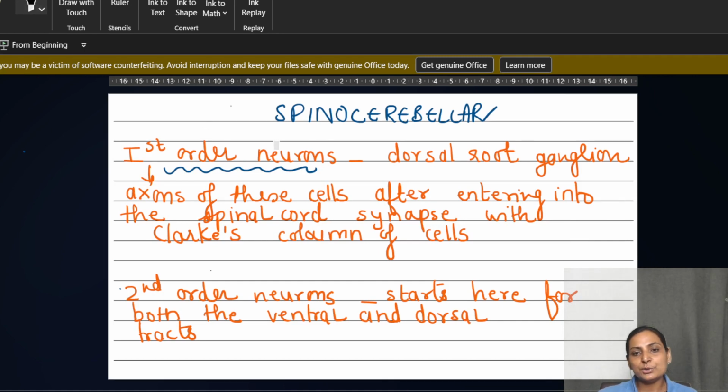So the first order neurons of both the pathways are dorsal root ganglion. Axons of these cells after entering into the spinal cord will synapse with the Clark's column. From the Clark's column there will be origin of the second order neurons, and from here both the tracts, whether it is ventral or dorsal, will have same second order neurons.